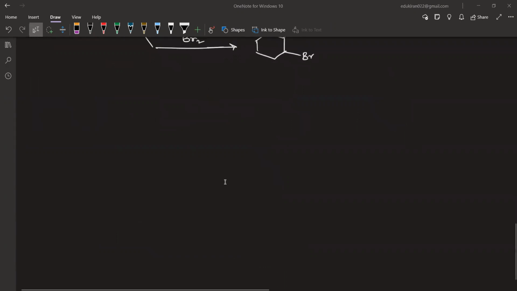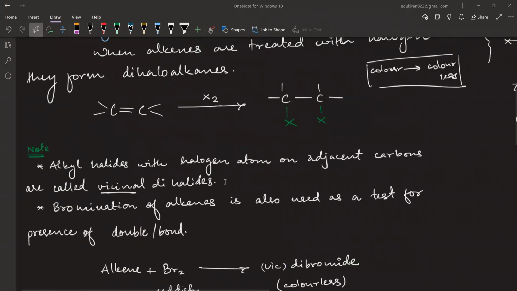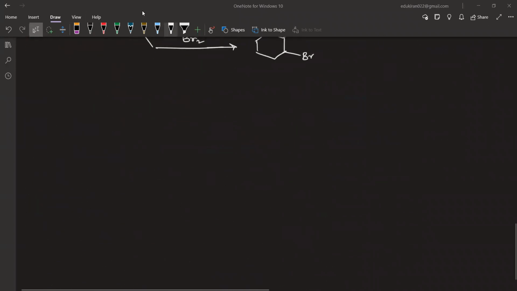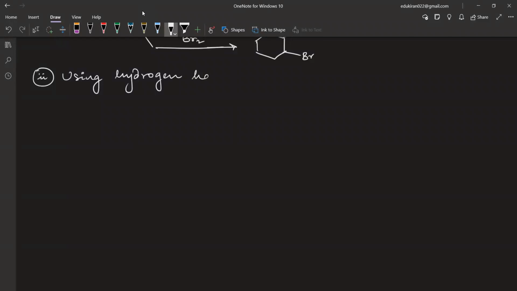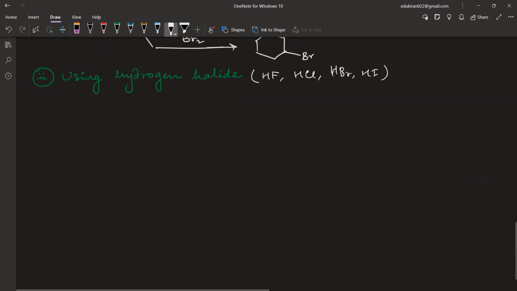Now, the next method of preparation. So the first method was using alkene. Next method is using hydrogen halide. What are hydrogen halides? Hydrogen halides are HX. So you will have things like HF, HCl, HBr, HI. So these are hydrogen halides. So please write.